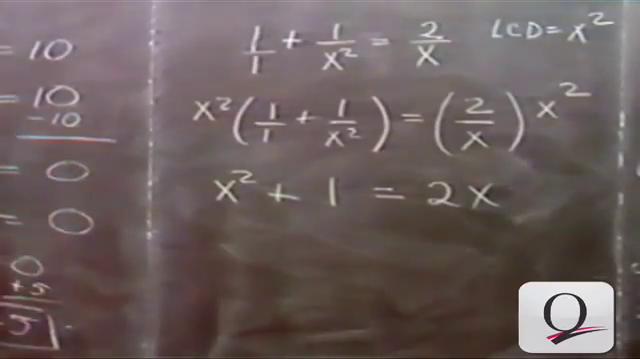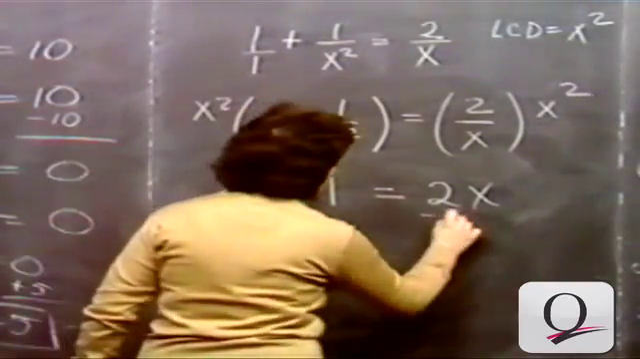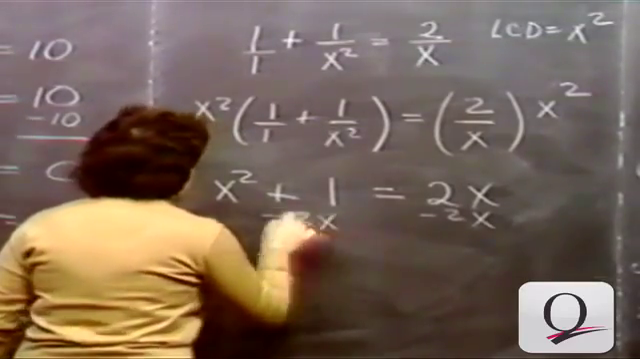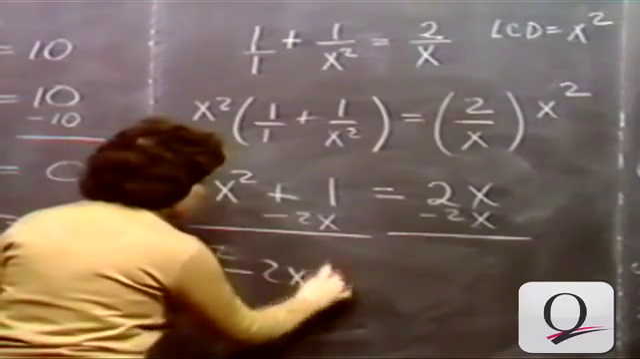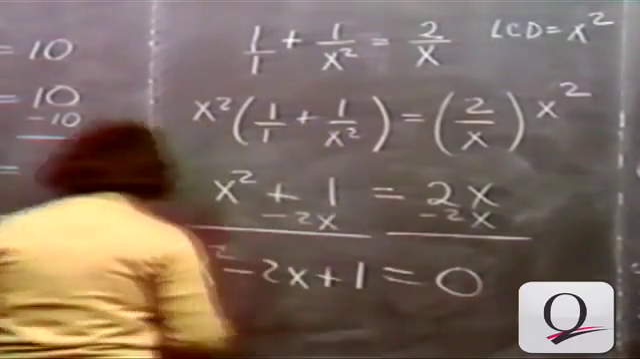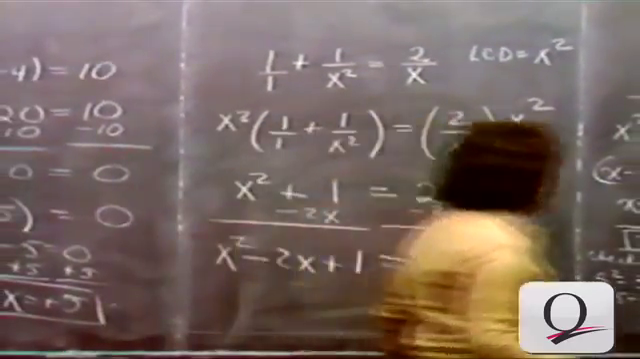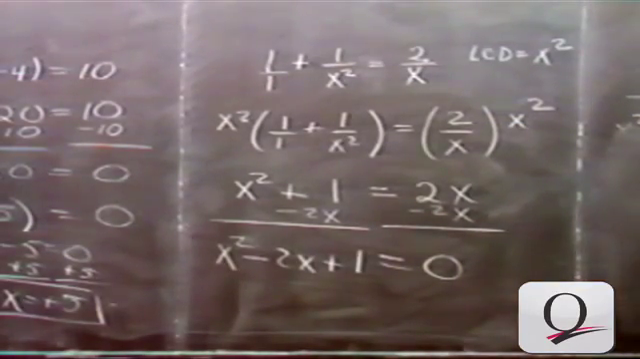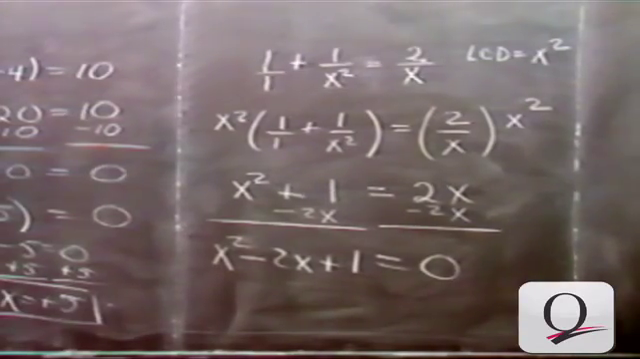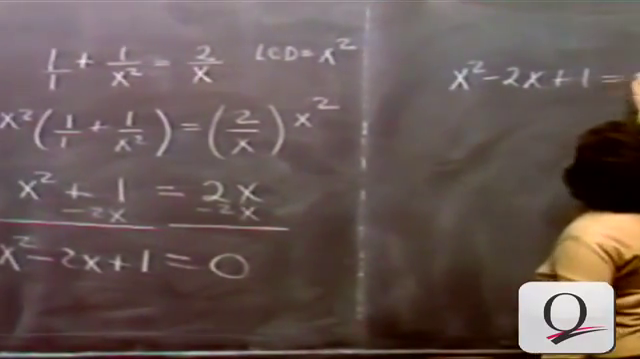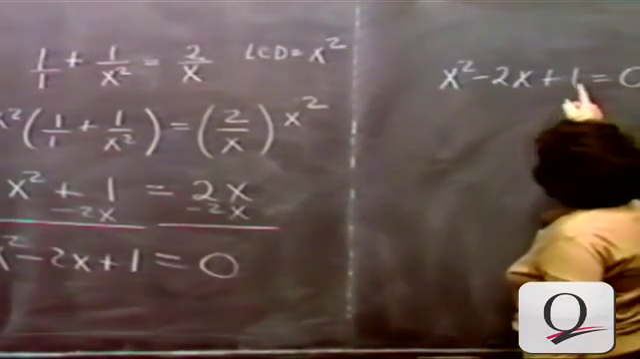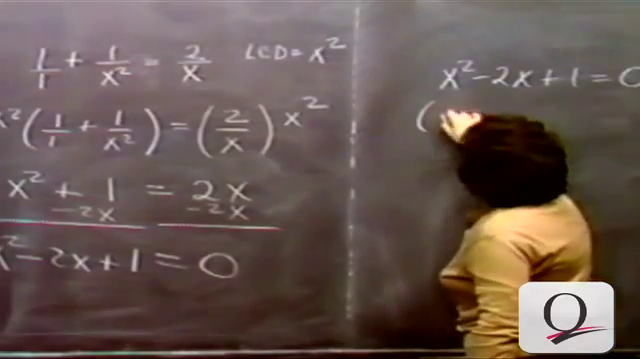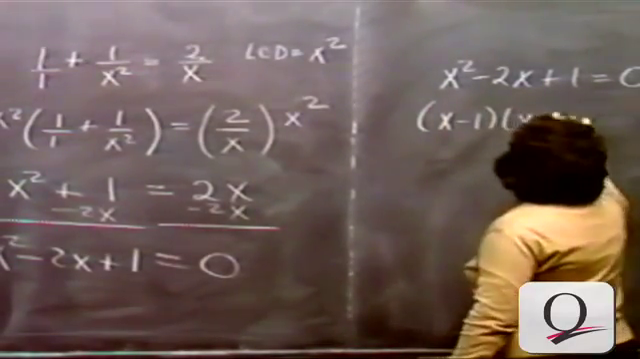We don't try to solve it in this form. We first subtract 2x from both sides of the equation, giving us x squared minus 2x plus 1 equals 0. We now have a quadratic equation in standard form, and we're going to solve that by the method of factoring. X squared minus 2x plus 1 equals 0. We want two numbers which multiply to 1 and add to minus 2, and the answers are minus 1 and minus 1.